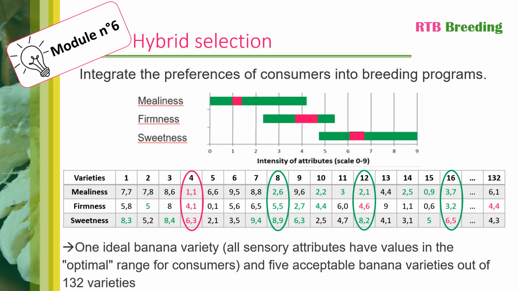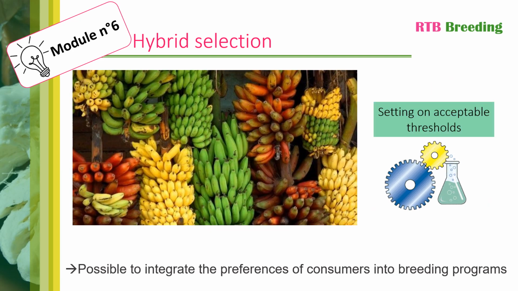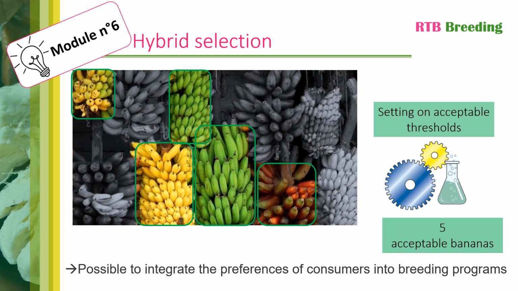Thus, applying this rule, in our example, there is only one ideal banana variety with all the sensory attributes in the optimal range for consumers, and 5 acceptable varieties out of the 132 varieties. This method of thresholds calculation, therefore, makes it possible to integrate consumer preference into selection programs.